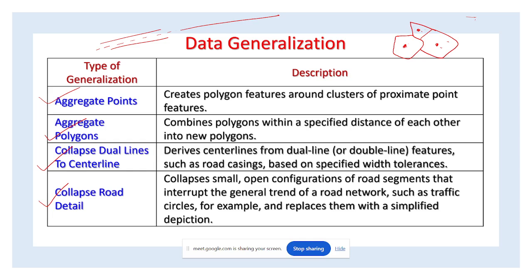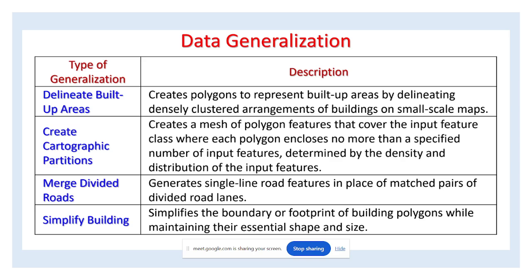Then collapse road detail. It collapses small open configurations of road segments that interrupt the general trend of a road network. Like you might have a traffic circle. For example, we'll replace that with a simplified depiction. We won't go into the intricate details. You might have a traffic circle, but when you're representing it, you might not be giving much importance to that. Rather, we'll be generalizing it.